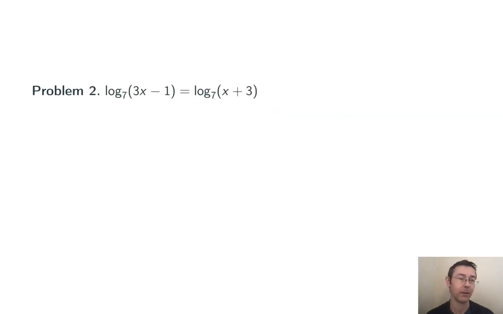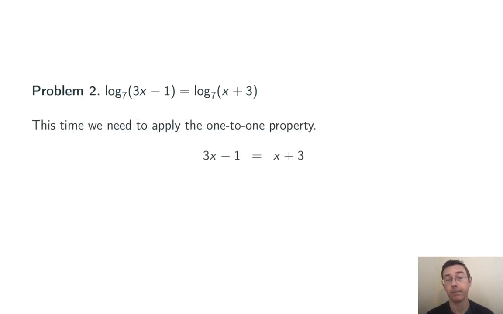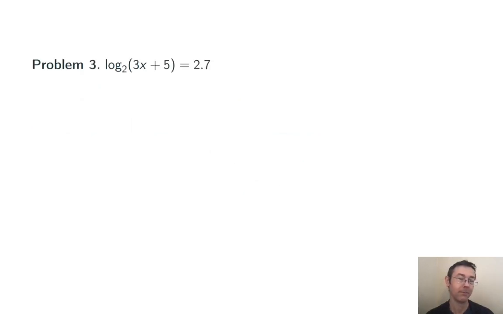Problem 2. Log base 7 of 3x minus 1 equals log base 7 of x plus 3. Here I have two equal logarithms with the same base, so I'm going to use the one-to-one property. The insides have to be the same. 3x minus 1 equals x plus 3. I collect all the x's on one side, put all the constants on the other, 2x equals 4, and then solve for x by dividing by that coefficient of 2. So x equals 2 here.